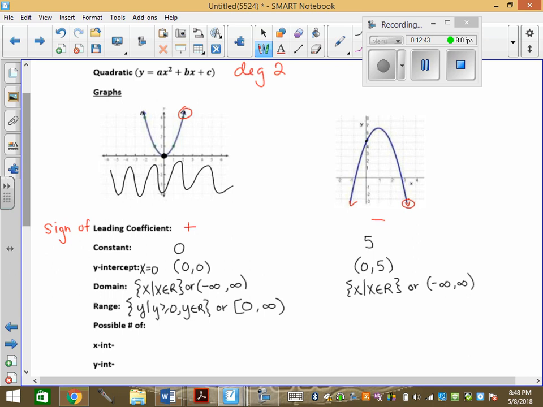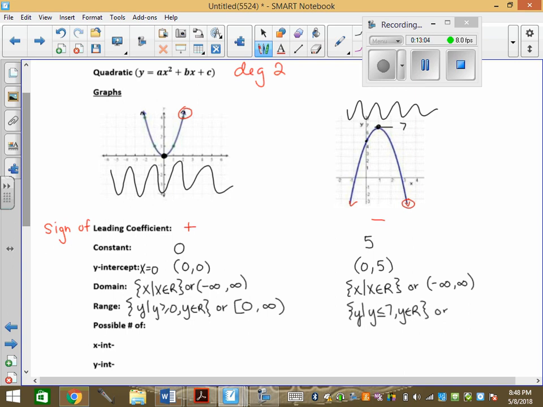Now this one, we're going to say that this is a 7. It's kind of hard to tell, but we're going to say it's 7. There's no graph above it. It's a maximum, so the highest it goes to is 7. So my range is going to be y such that y is less than or equal to 7, y ∈ ℝ.